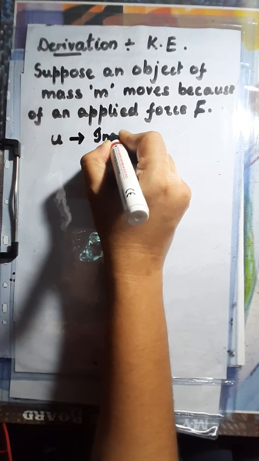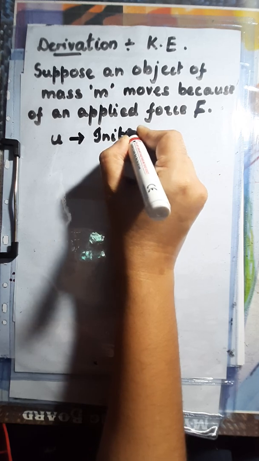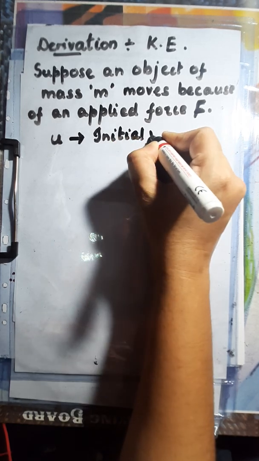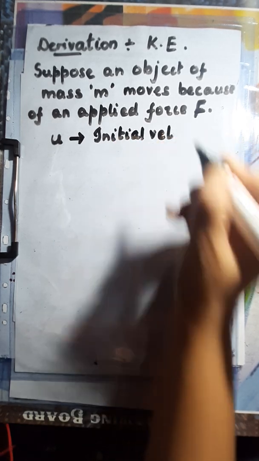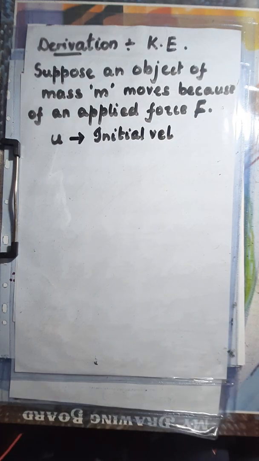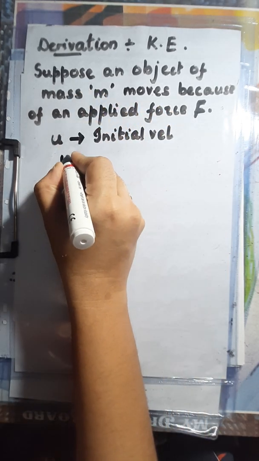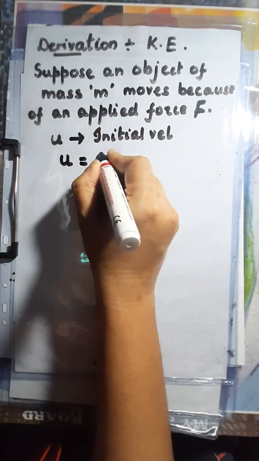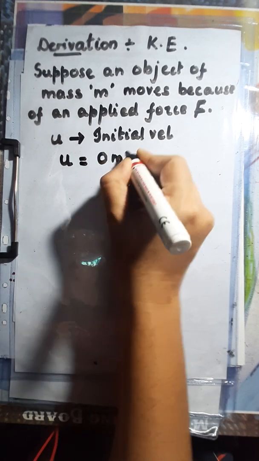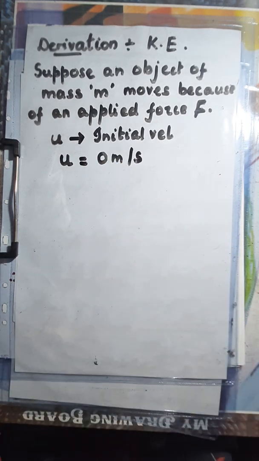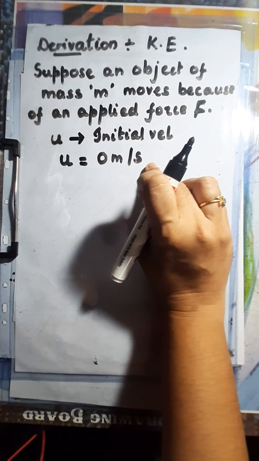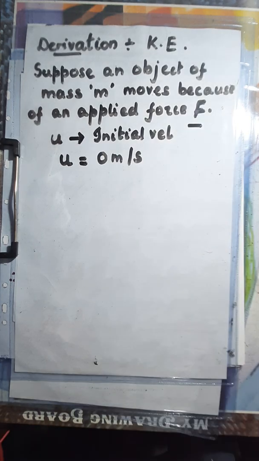initial velocity. Now, how much is U in this case? Because of an applied force, initially it is at rest. So, U is equal to 0 meter per second. Right? Then, initial velocity, the force applied is F.